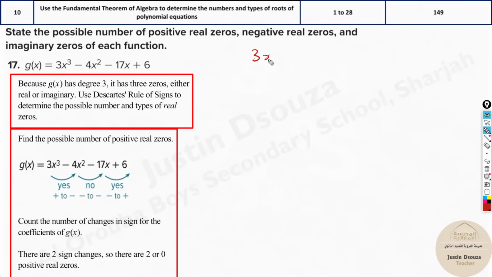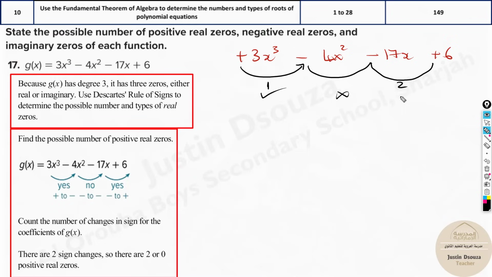Let me write this: 3x cubed minus 4x squared minus 17x plus 6. This was plus. Now what is happening here? From plus to minus there is one sign change. I'll write 1. From minus to minus, no, there is no sign change. And again from minus to plus, second sign change, yes. You can write yes, no, or I just write tick and cross, it's fine. So 2 sign changes are there, right?